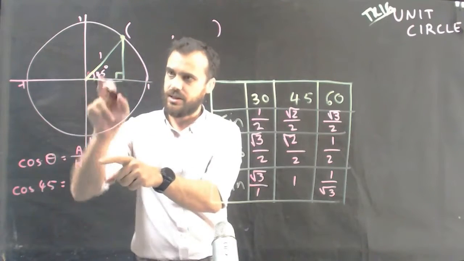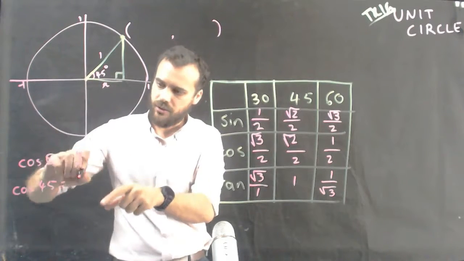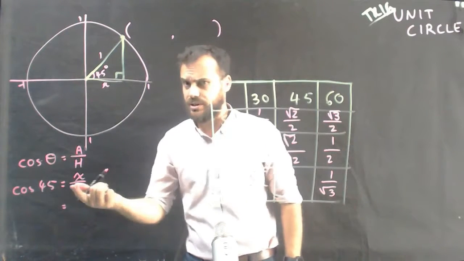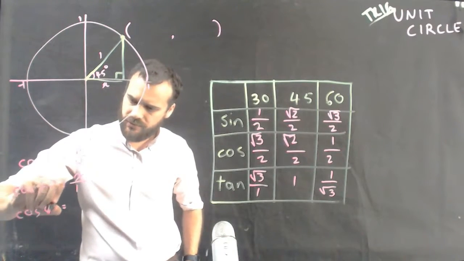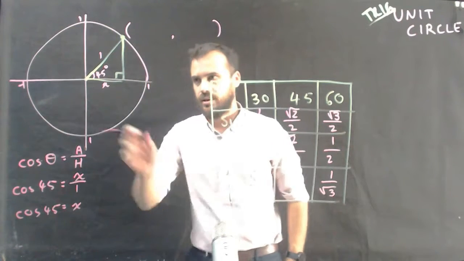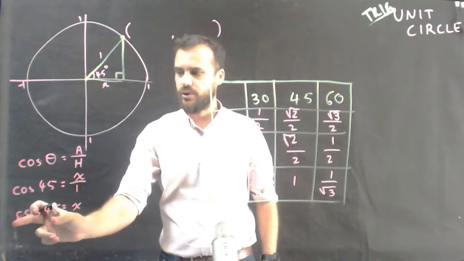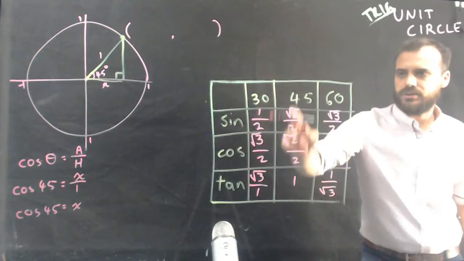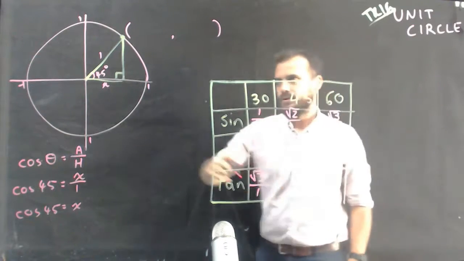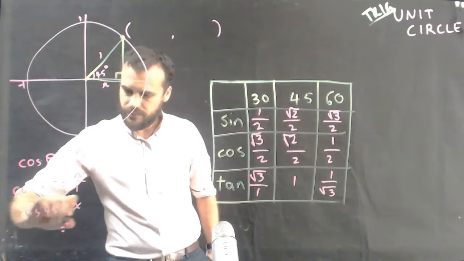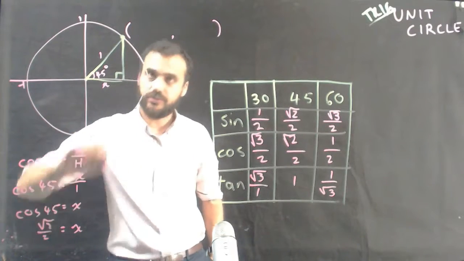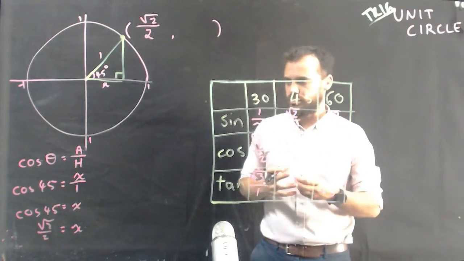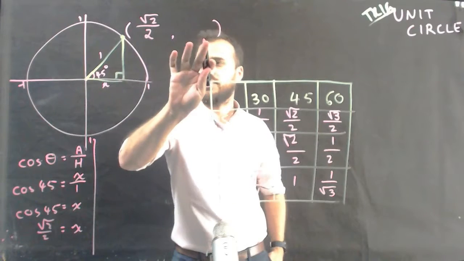So cos theta is equal to adjacent over hypotenuse, which is x over 1. Now anything over 1 is just itself, so cos 45 is equal to x. And if I want to know what x is, then I just need to know what cos 45 is. How do I know what cos 45 is? Cos 45 is root 2 on 2. Therefore, x is equal to root 2 on 2. Easy, straightforward.